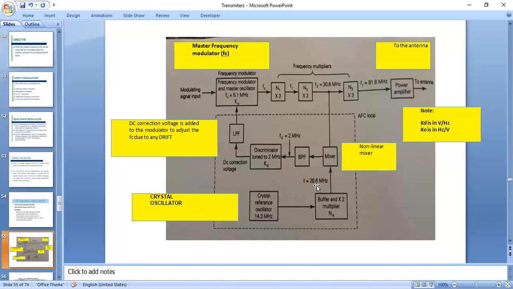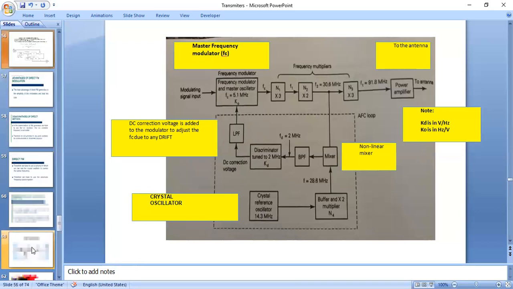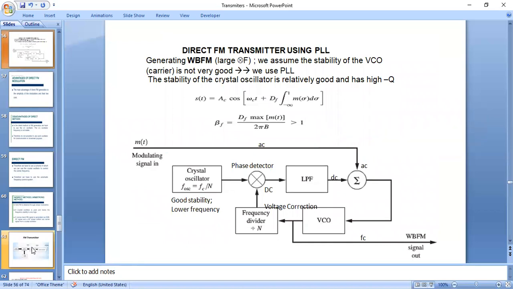This 28.6 megahertz frequency will be converted into the 2 megahertz frequency, and these frequency variations will be converted into the corresponding DC voltage, and we have a low pass filter section. So finally it will be applied here. So this is the automatic frequency controller, and this method is used by the direct FM transmitter. So we can adjust the frequency by using the automatic frequency controller loop. And another one is the direct FM transmitter using PLL.